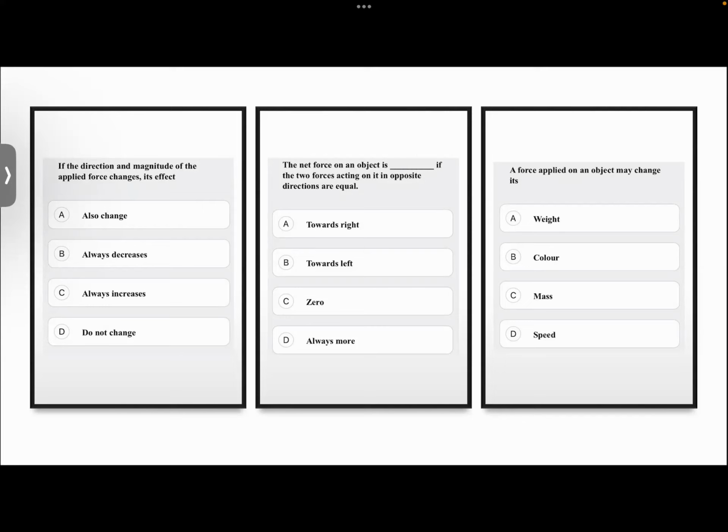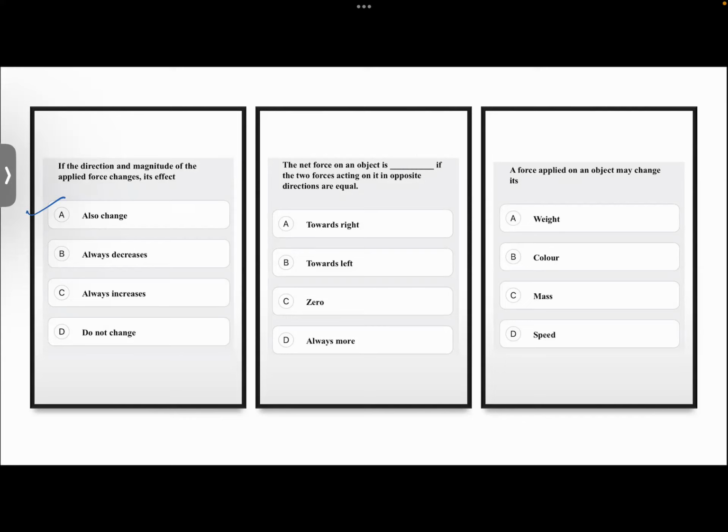If the direction and magnitude of the applied force changes, its effects do not change? If the direction and magnitude of the applied force changes, it does change its effect. It also changes, no? Yes, so it also changes, right? Okay. Next question.